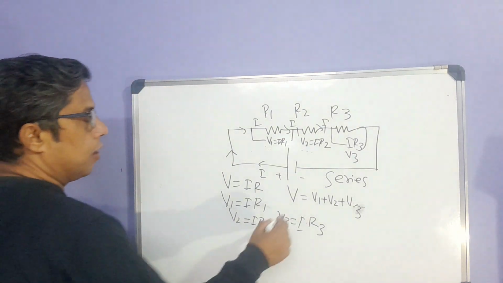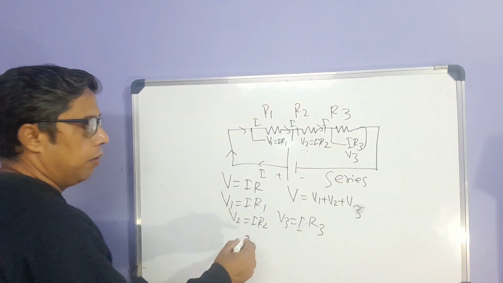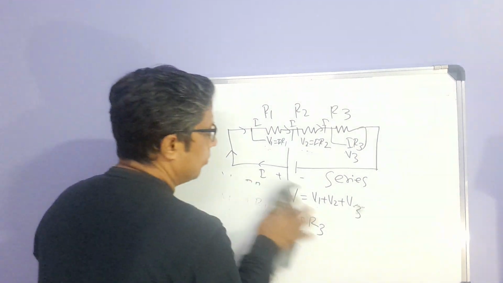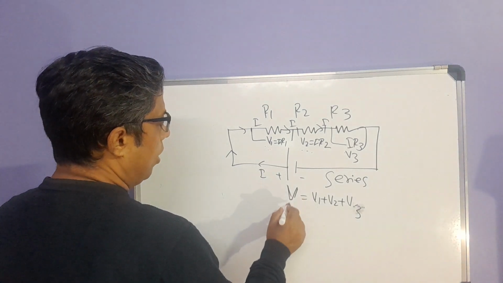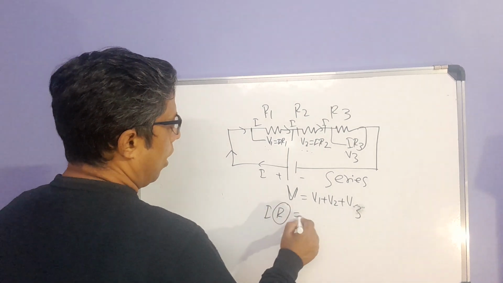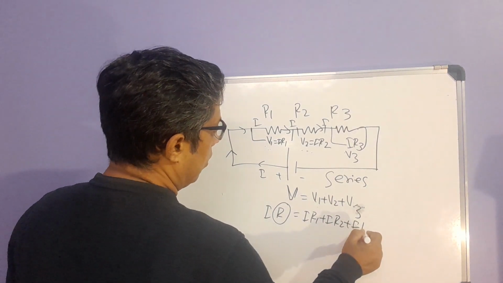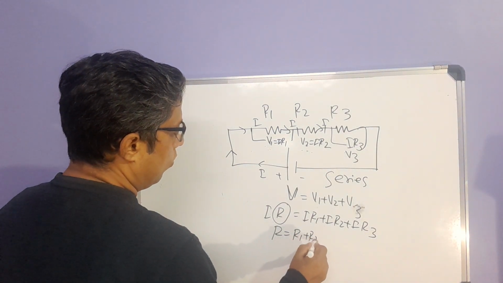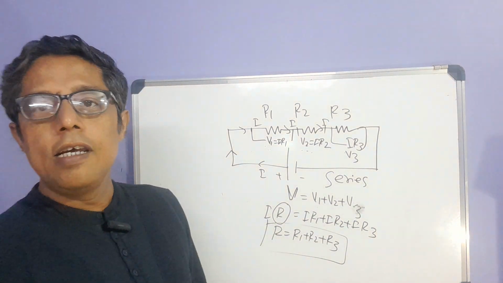Now, if we equate, V is equal to V1 plus V2 plus V3. Let me write here, I hope you can see. I will replace this with IR. So the main voltage V is equal to current I times R, the equivalent resistance of the circuit. So IR is equal to IR1 plus IR2 plus IR3. So we are getting R is equal to R1 plus R2 plus R3. This is the formula for series resistance.